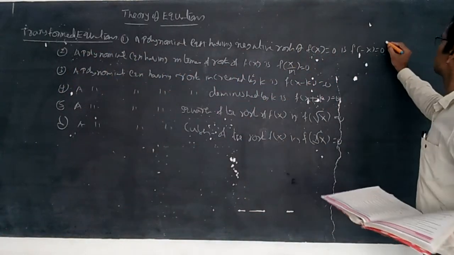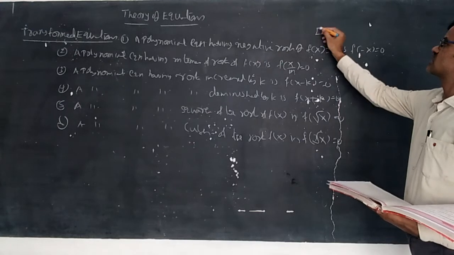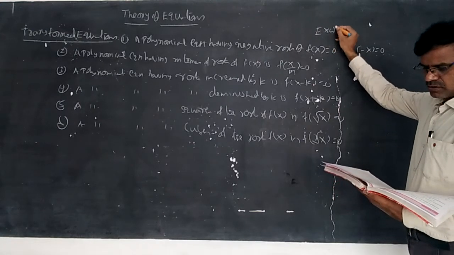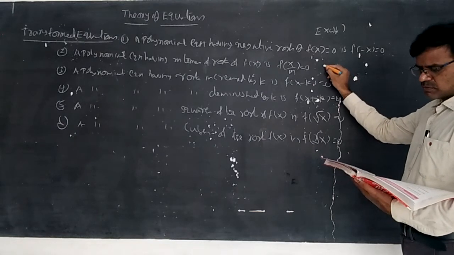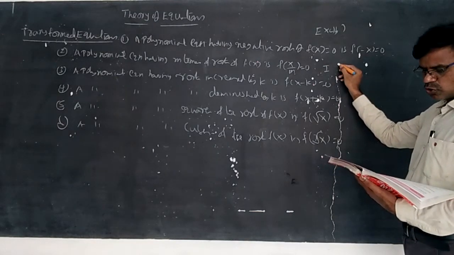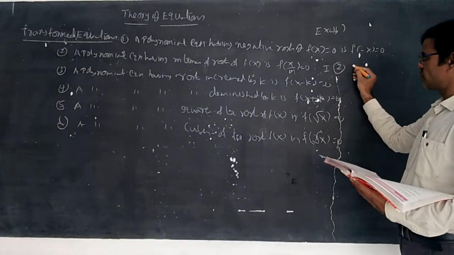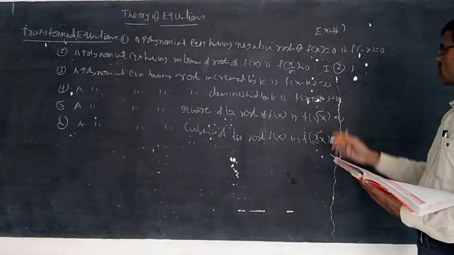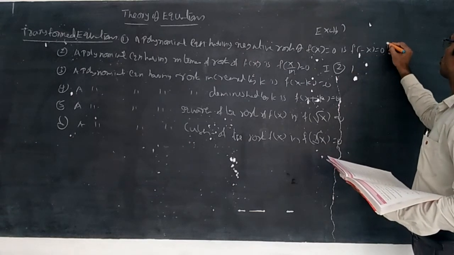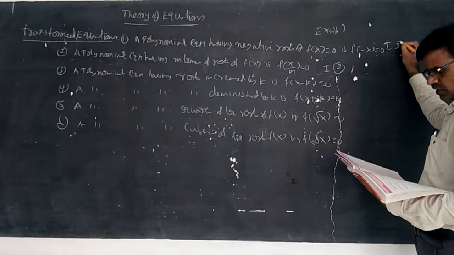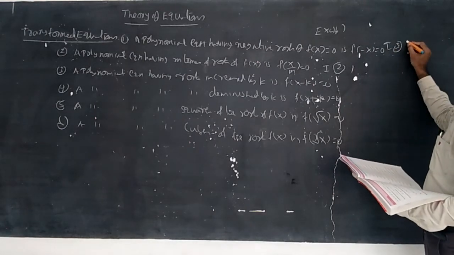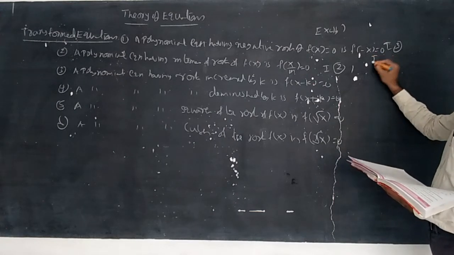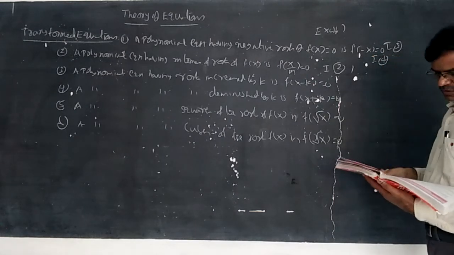Exercise 4D, Roman number 1. M times means here 2 times. So Roman 1, second question and Roman 1, first question. Third question, negative, is Roman 1 also. Roman 1, third question, fourth question also.